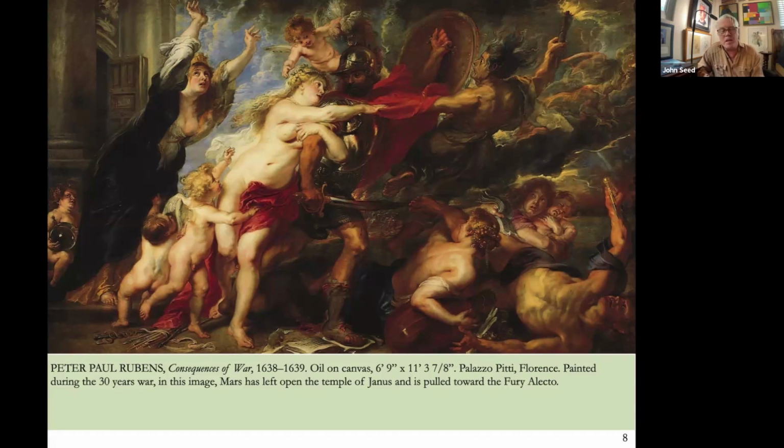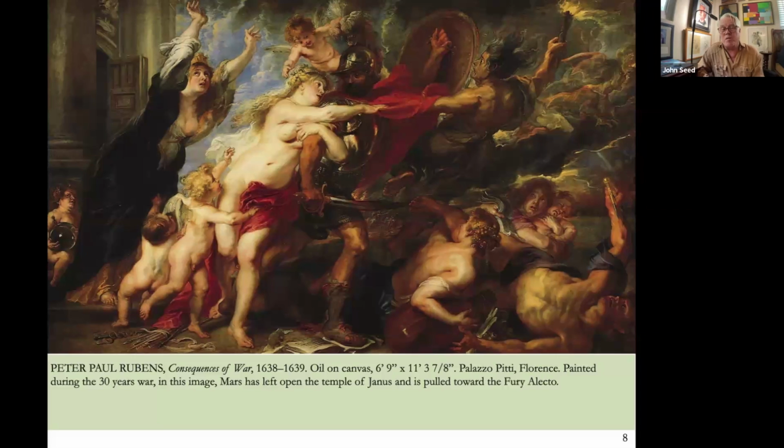So what we have is the consequences of war here in a nearly 12-foot wide canvas that is in Florence, and it's a response to the Thirty Years' War. And let's start with the left. On the left, we have a goddess reaching towards the fury Alecto, and Alecto with her torch is a kind of hag that represents the force of war.